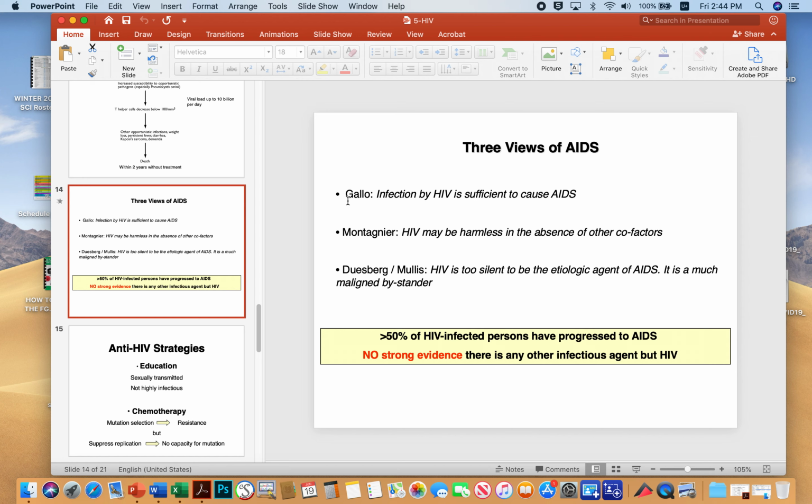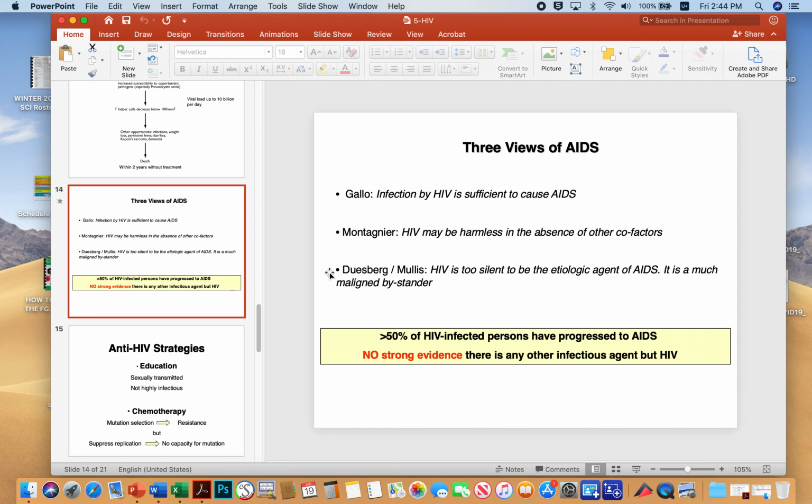I kind of lean, even though I just disparaged Gallo a little bit, towards his view that if you're infected with HIV, that's typically sufficient to have your immune system crash and then to develop AIDS. Whereas Montagnier thinks it's possible that HIV can be harmless if you just lived in a plastic bubble, maybe. I don't know.